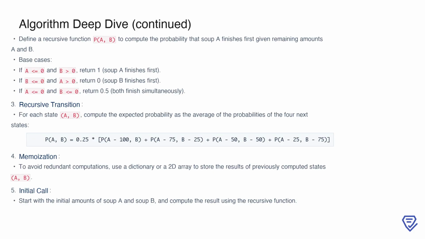This can be expressed mathematically as P(A, B) equals 0.25 times the sum of probabilities for serving 100 milliliters of A, 75 milliliters of A and 25 milliliters of B, 50 milliliters of each, and 25 milliliters of A and 75 milliliters of B. To optimize this brute force calculation, we use memoization to store results of previously computed states, avoiding redundant computations. Finally, we initialize the computation by calling the recursive function with the initial amounts of soup A and soup B.